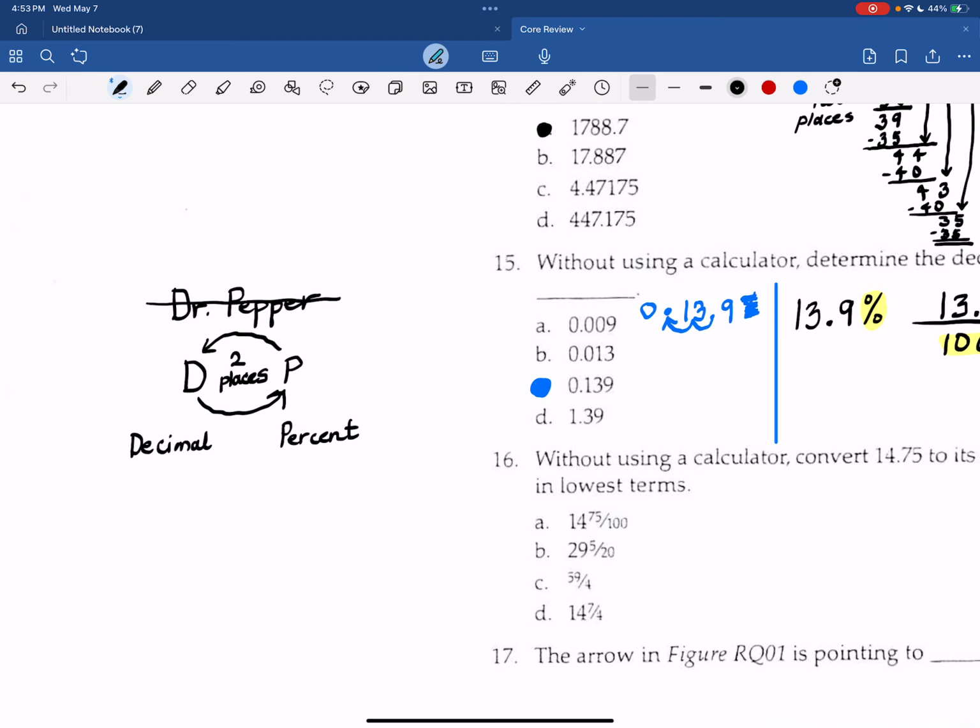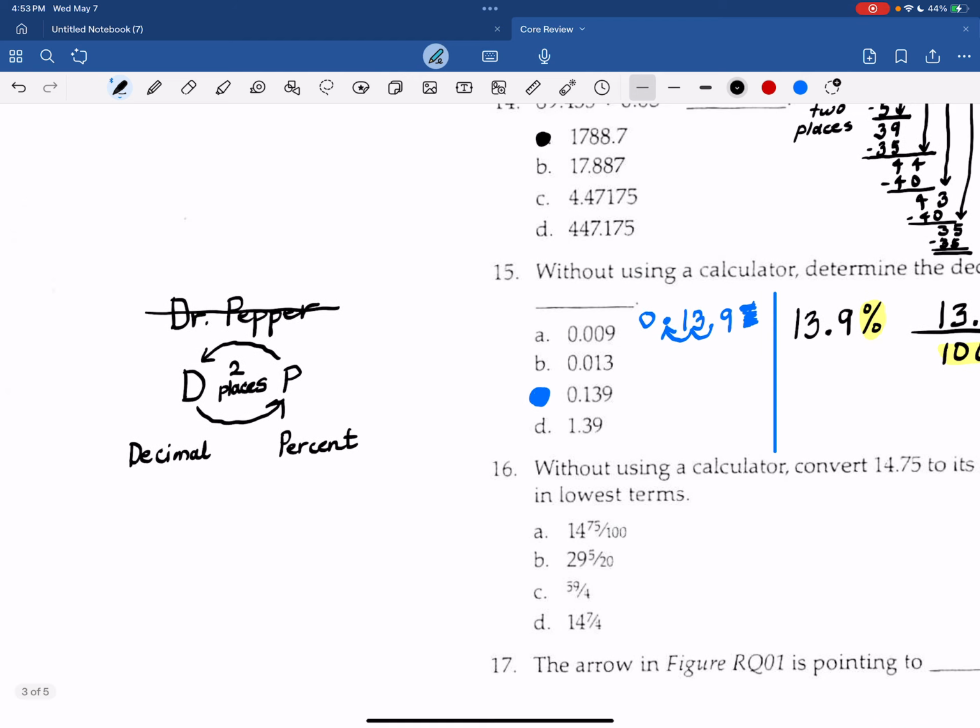So let's apply that to what we just did. They gave me 13.9%. So I'm going from percent back to decimal. I'm going this way in the problem, and I need to go 2 places. So I drop my percent sign, and I go this way in the problem. If you struggle to remember that order, that may help you.